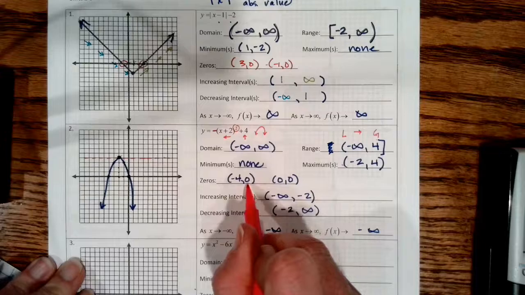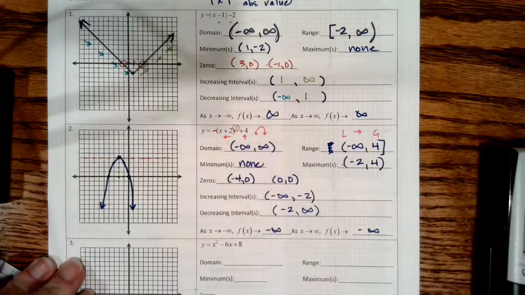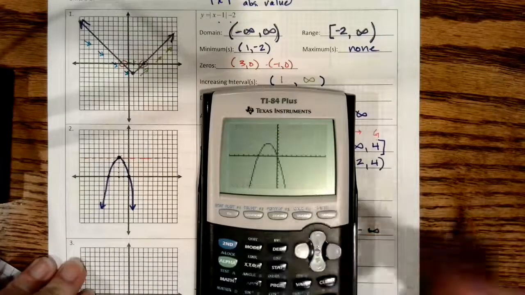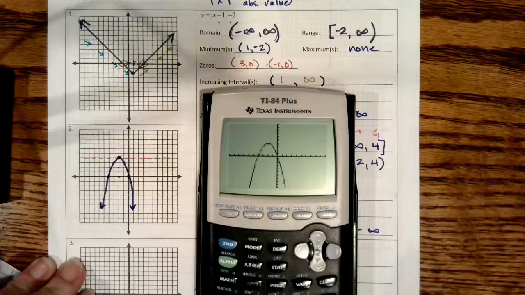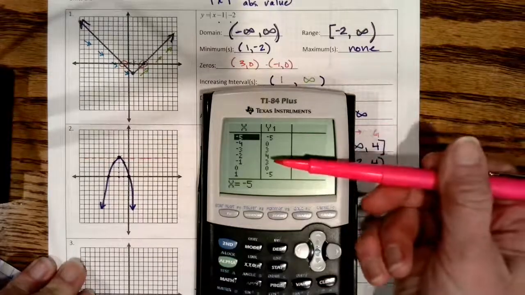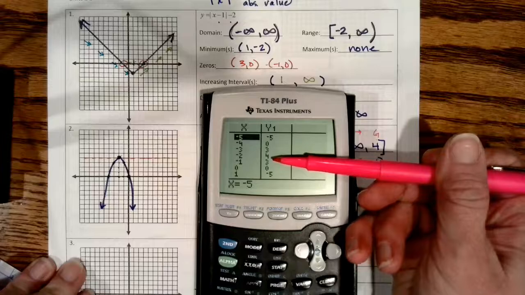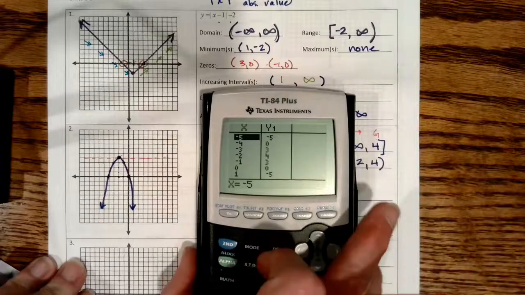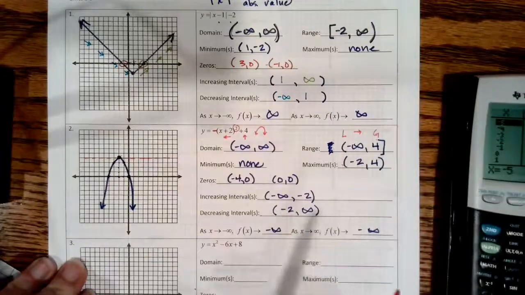My zeros are where it crosses the x-axis. If you're not sure, you can go ahead and enter the equation into the graphing calculator. You can graph it to see what it's going to look like. You can go to the table of values, and you can see here's that vertex middle point, and then here are the zeros. Remember the symmetrical nature of the graph.